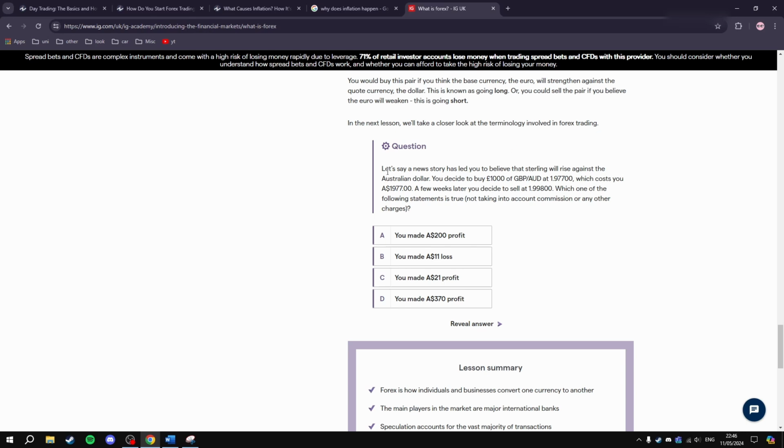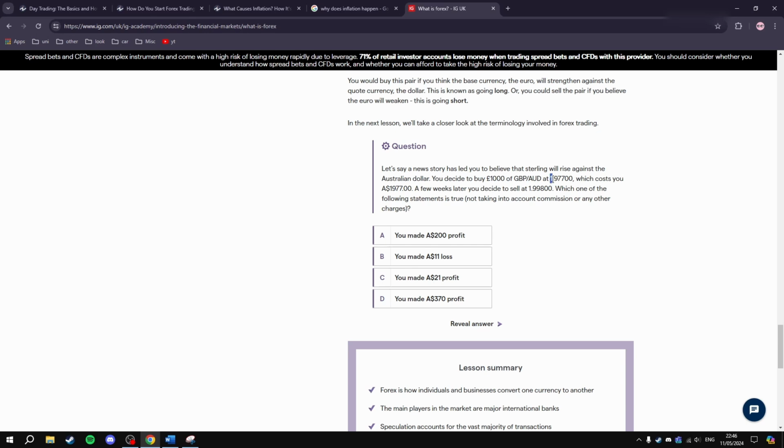Question: let's say a news story has led you to believe that the sterling will rise against the Australian dollar. You decide to buy £1,000 of GBP/AUD at 1.97700, which costs you 1,977 Australian dollars. A few weeks later, you decide to sell at 1.9980. Which one of the following statements is true, not taking into account commission or any other charges?